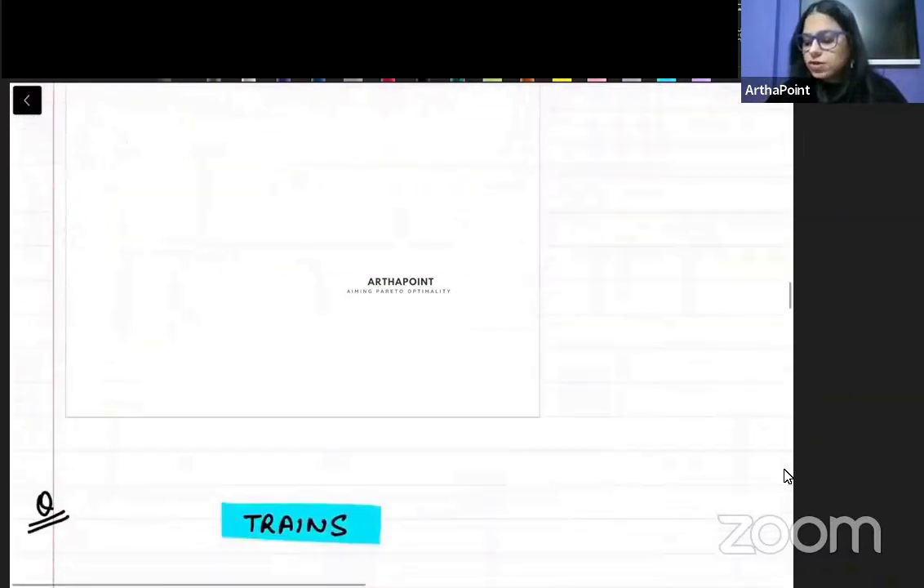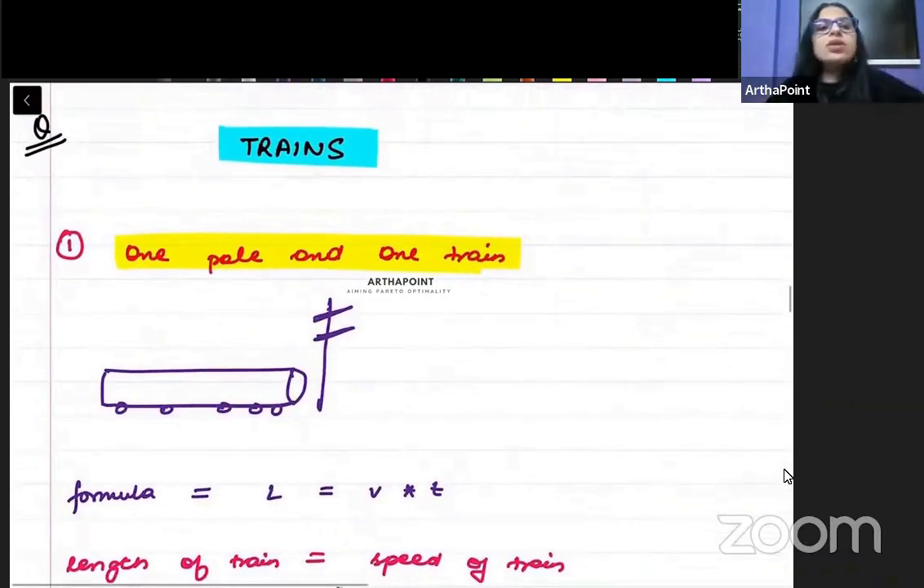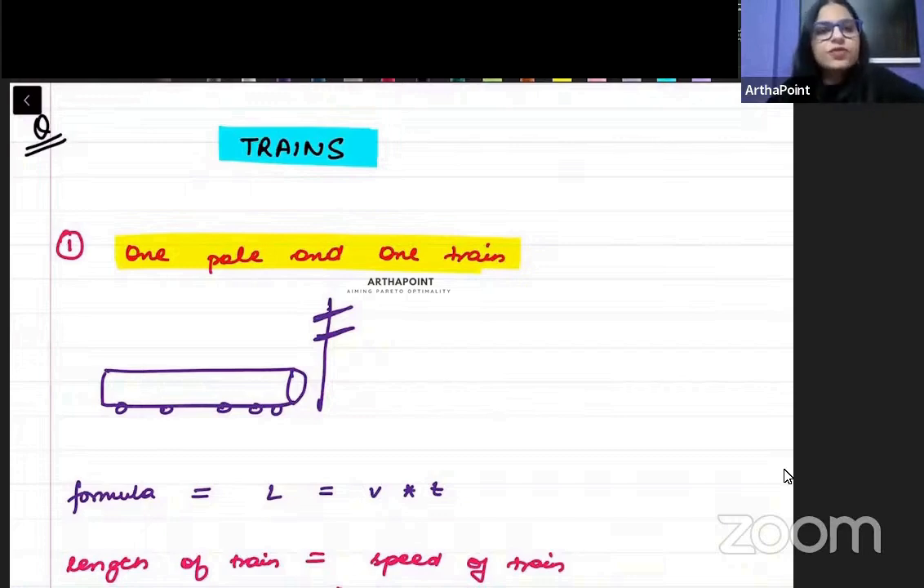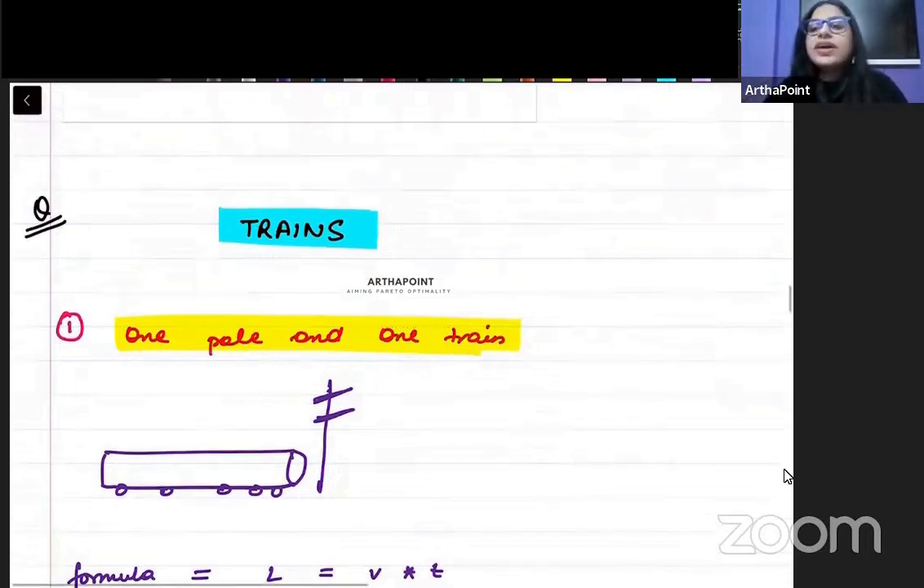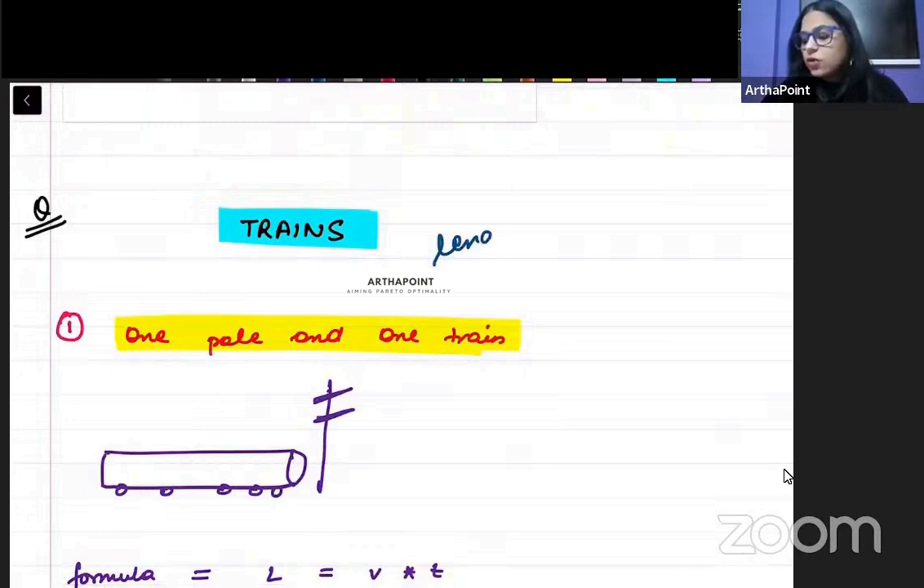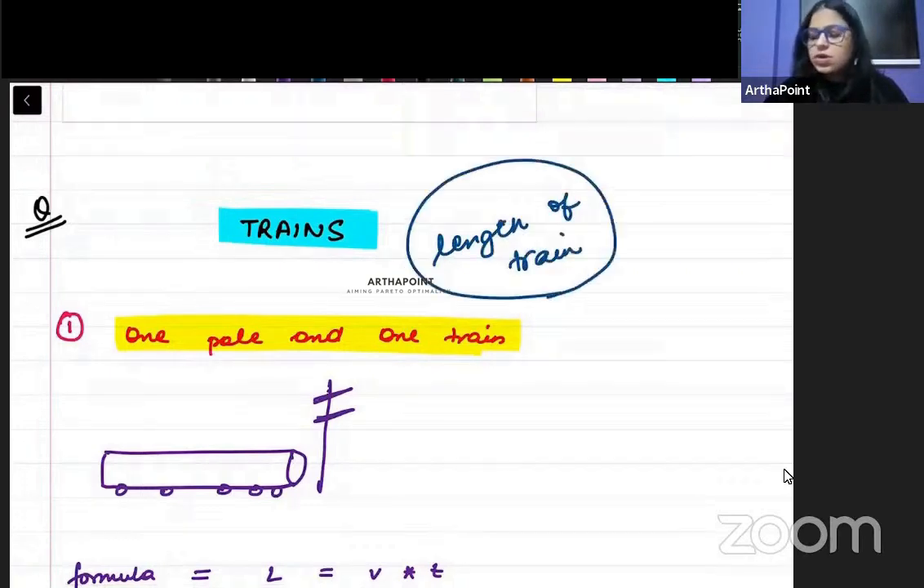Please practice your homework. Now, let us go to the third kind of question that can be asked in exam, and that is related to the train questions. Now, what happens in train questions? In train questions, you will be asked to go ahead and find the length of the train.